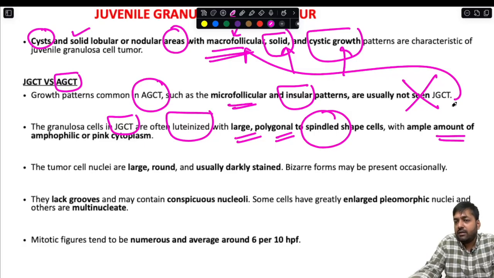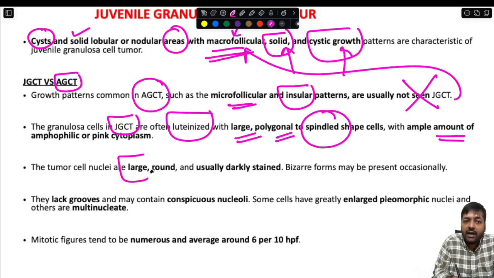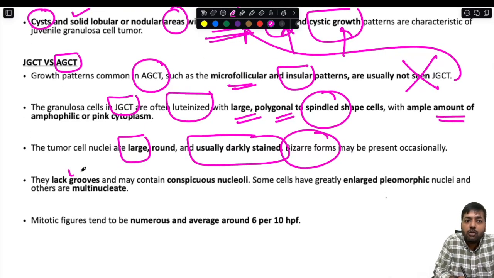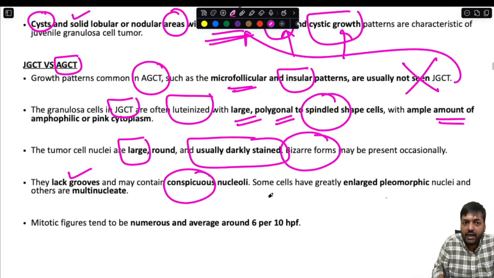Okay, they were smaller, round to oval in shape. The tumor cell nuclei over here are again large, round, and usually darkly stained, and bizarre forms may also be present. They lack the nuclear longitudinal grooves, and they may contain conspicuous nucleoli. Remember, they lack the grooves which were present in case of adult granulosa cell tumors.